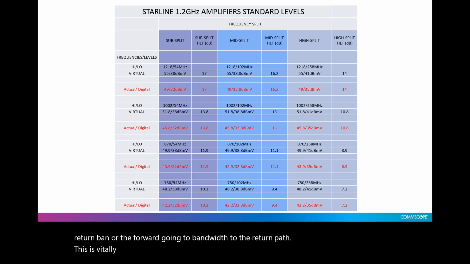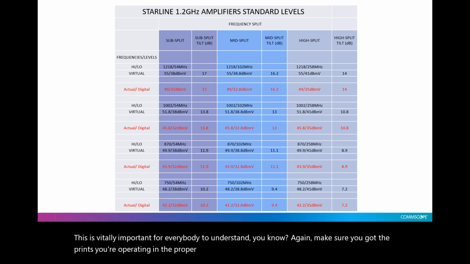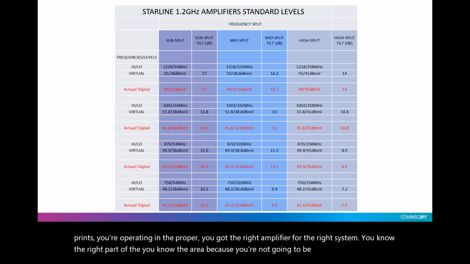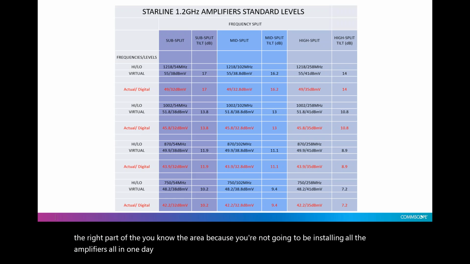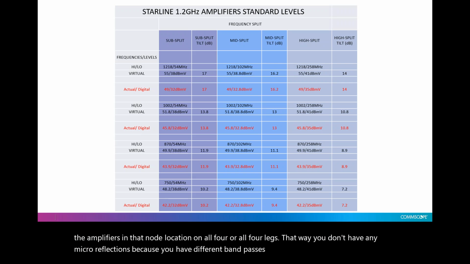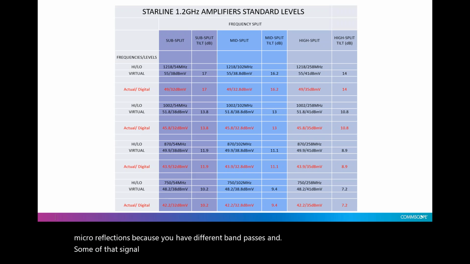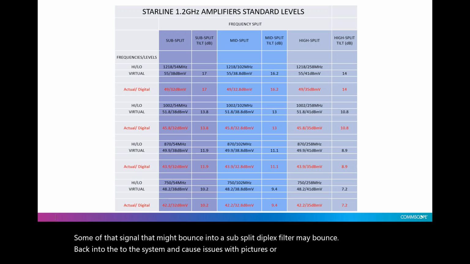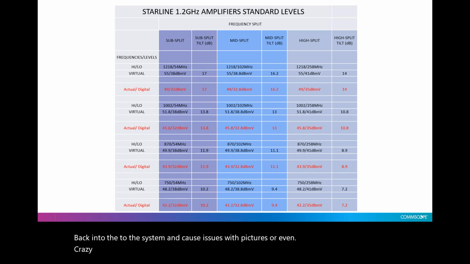This is vitally important for everybody to understand, to make sure you've got the prints, you're operating in the proper area, and you've got the right amplifier for the right system, because you're not going to be installing all the amplifiers in one day or even a week. It's good practice, if you're going to do a node, to do all the amplifiers in that node location on all four legs. That way you don't have any micro reflections because you have different band passes, and some of that signal that might bounce into a subsplit diplex filter may bounce back into the system and cause issues with pictures or even create potential outages.